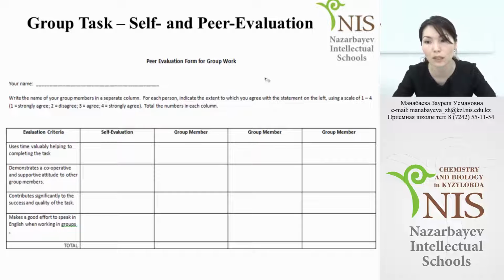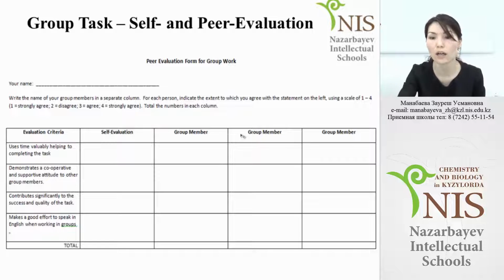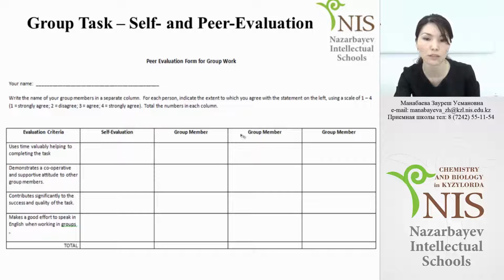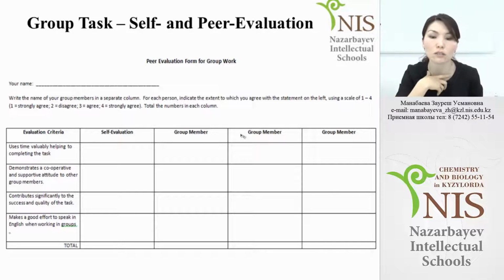So it's up to you. You can just make little changes when you implement these matrices. Here I have added a table with the self-evaluation, so the student has to consider his own work first and then assess the group members.